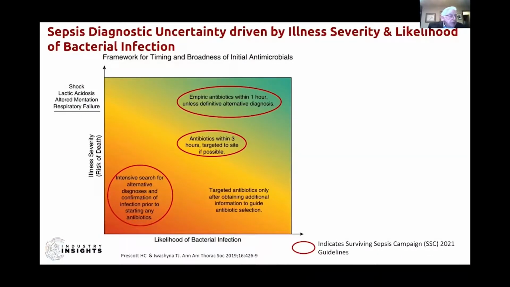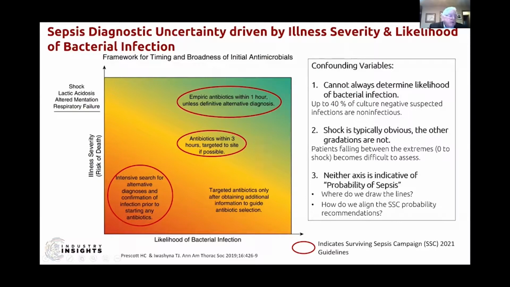In 2019, Prescott published a thoughtful discussion on improving sepsis treatment by embracing diagnostic uncertainty. This slide shows the graphic comparing illness severity versus the likelihood of infection, and the Surviving Sepsis Campaign therapeutic recommendations are circled in red. There are a number of confounding variables that impact these decisions. One cannot always determine the likelihood of infection. The source may not be clear. And depending on the study reviewed, up to 40% of culture-negative suspected sepsis cases are non-infectious at the time of discharge.